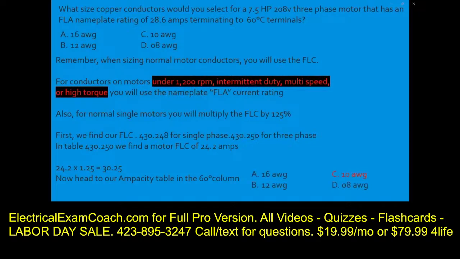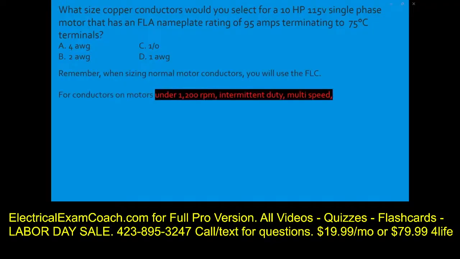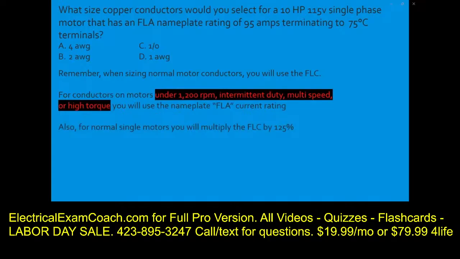Great job. What size copper conductors would you select for a 10 horsepower, 115 volt, single phase motor that has an FLA nameplate rating of 95 amps terminating to 75 degrees C terminals? Remember, when sizing normal motor conductors, you're going to use the FLC. When you have these motor situations, you're going to use the nameplate FLA. Also, for normal single motors, you're going to multiply the FLC by 125%.